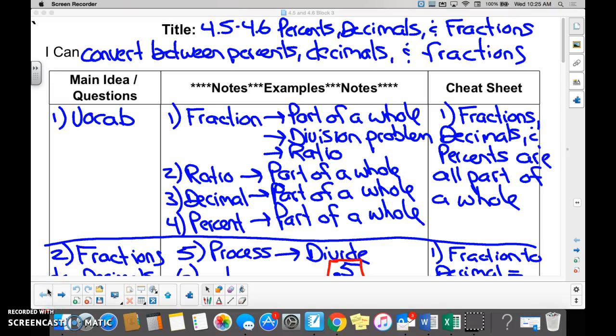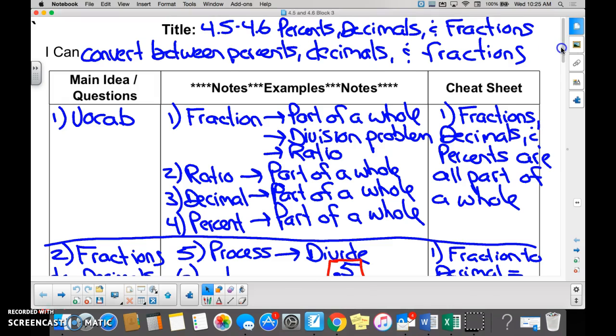4.5 to 4.6% decimal. I can convert between decimals and fractions. Thank you, Noel. The expectation is that you will be able to convert between percent, decimals, and fractions from any one way to any other way when it comes to this.